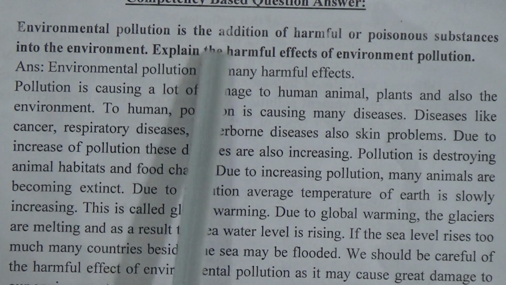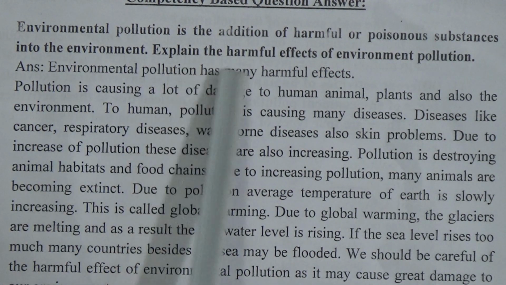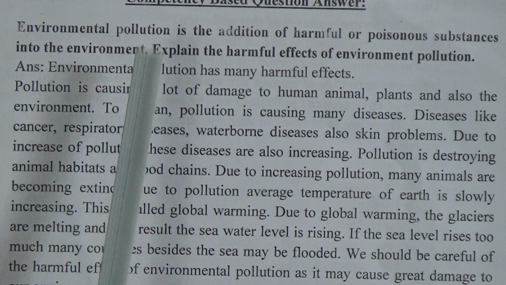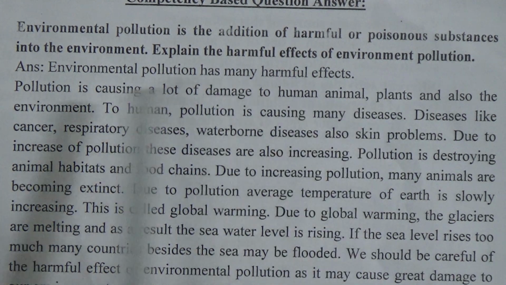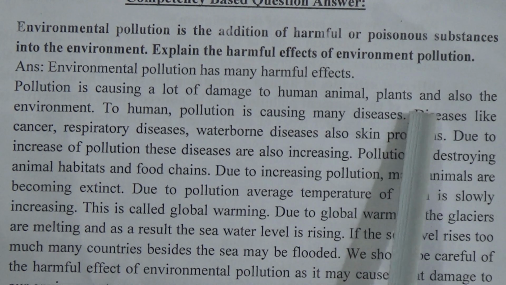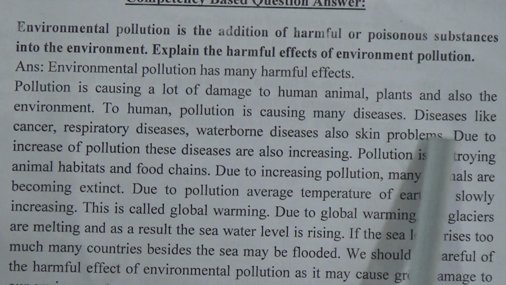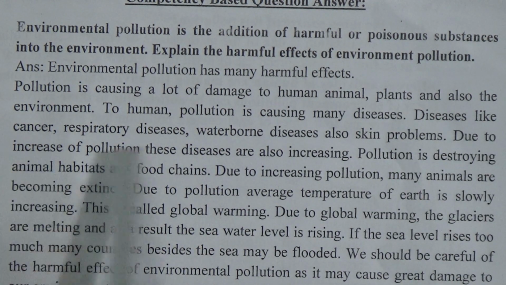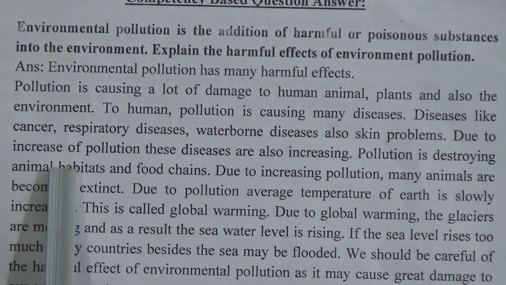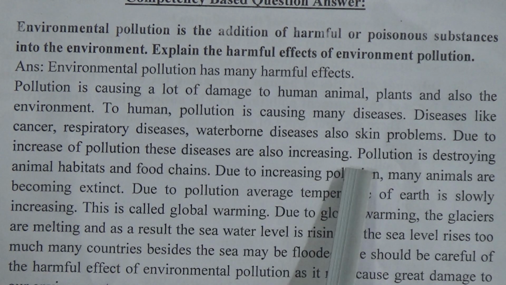Environmental pollution is the addition of harmful or poisonous substance into the environment. Explain the harmful effect of environmental pollution. Answer: Environmental pollution has many harmful effects. Pollution is causing a lot of damage to human, animal, plants and also the environment. To human, pollution is causing many diseases. Diseases like cancer, respiratory diseases, waterborne diseases, also skin problems. Due to increase of pollution, these diseases are also increasing.